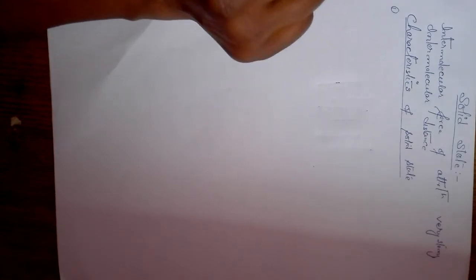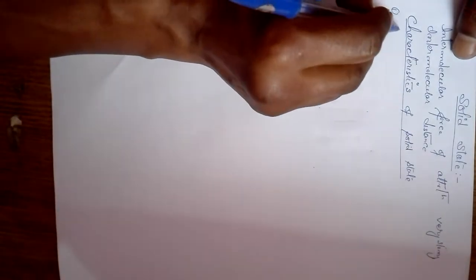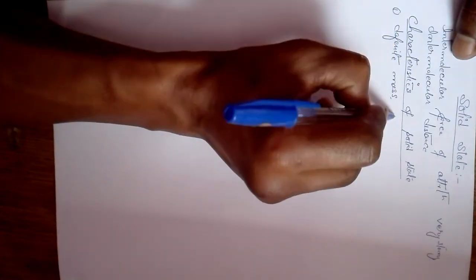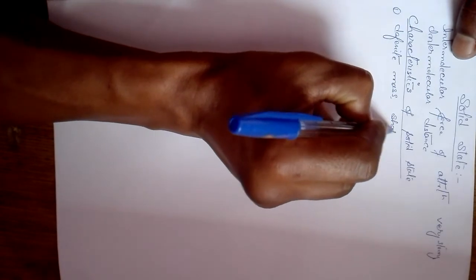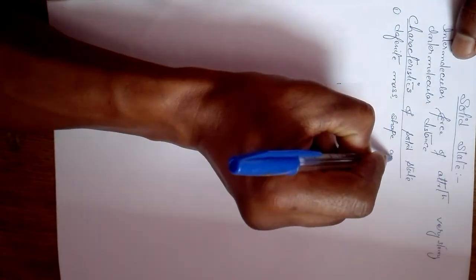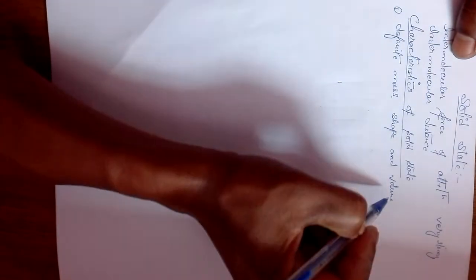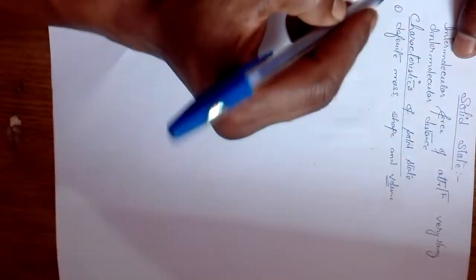So the solid state of matter has a definite mass, definite shape and definite volume. These are the first characteristics. I'm going to write here: definite mass, definite shape and definite volume. If you remember, in case of a liquid state of matter, yes, they have a definite volume, but they never possess a definite shape. They don't have a definite shape.